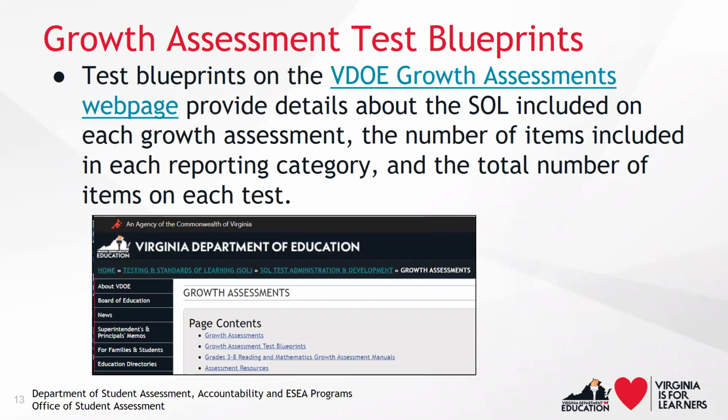The new test blueprints for the grades 3 through 8 reading and mathematics growth assessments are posted on the VDOE Growth Assessments webpage. These test blueprints provide details about the SOL test that are included on each assessment, the number of test items that will be administered for each reporting category, and the total number of items on each growth assessment.